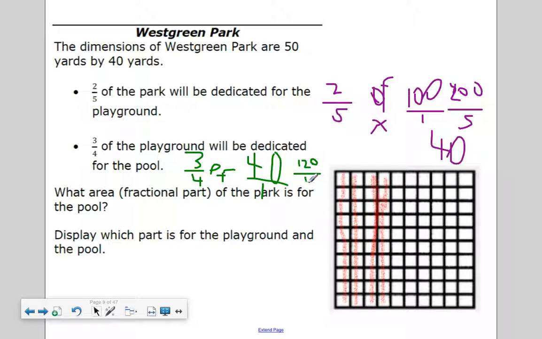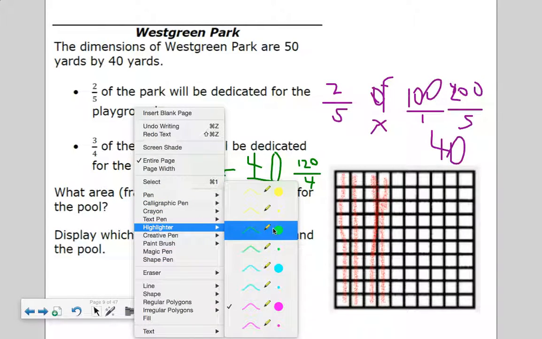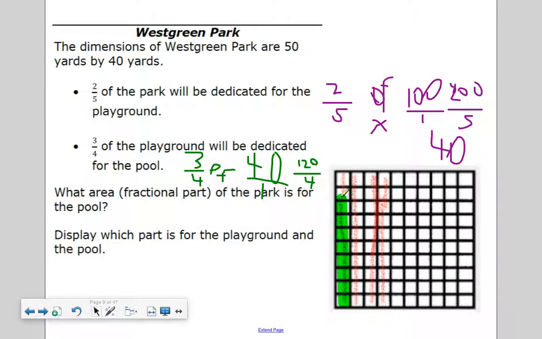And what's 120 divided by 4? 30. So let me take out a different, let's use a highlighter this time. So 10, 20, and 30. So what fraction of this 100 unit square belong to the pool?